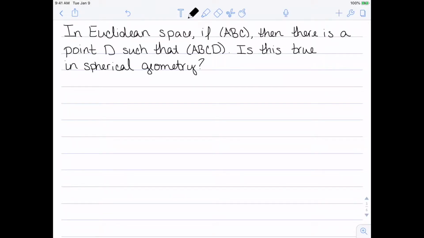So now that we're done with that, let's consider a quick question. In Euclidean space, if we know ABC holds, then there's a point D such that ABCD. Essentially what that says is we can always find a point further down the line. And I want to know, is this true in spherical geometry as well? And the answer is, in spherical geometry, no.